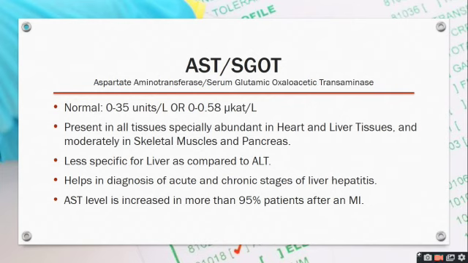Now it is present in all tissues, especially abundant in heart and liver tissues, and moderately found in skeletal muscle and pancreas. It is less specific to the liver as compared to ALT, as ALT is found majorly in the liver, but AST is also found in skeletal muscle, pancreas and heart. This AST helps in the diagnosis of acute and chronic stages of hepatitis.